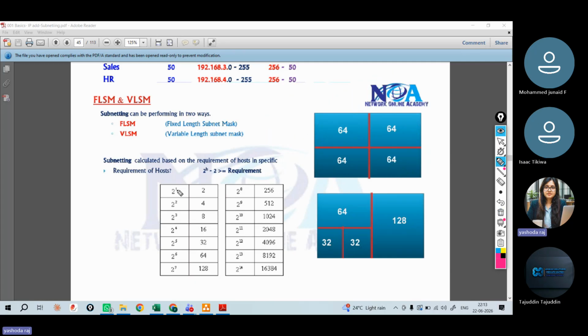Now look into this 2 power table. The value of 2 power 1 is 2. Understand this, right? Be familiar with these 2 power values, we will work with them. 2 power 7 is 128, 2 power 6 is 64, 2 power 5 is 32, 2 power 8 is 256, 2 power 9 is 512. Like that we have 2 power 14, that is 16384. Have a look at that, we will work on that.